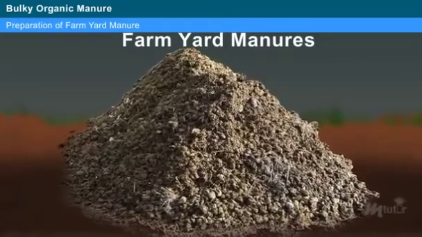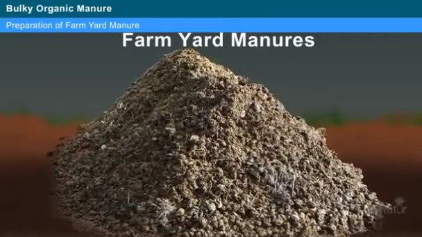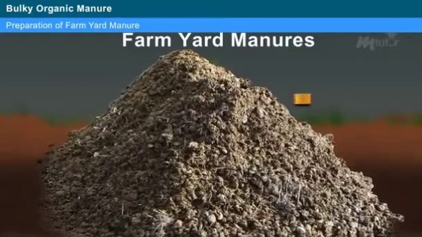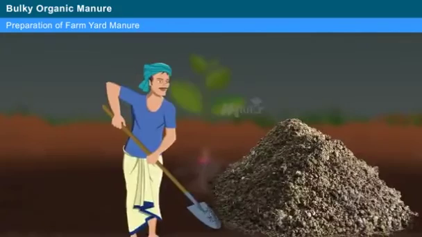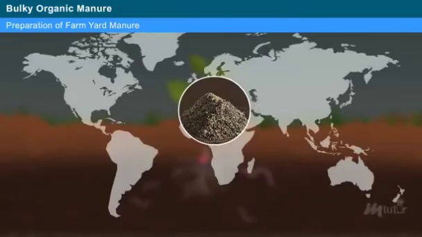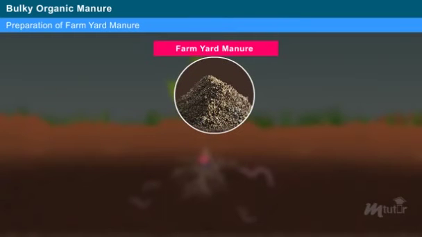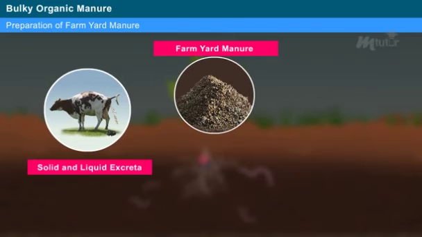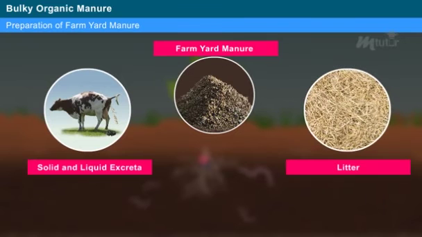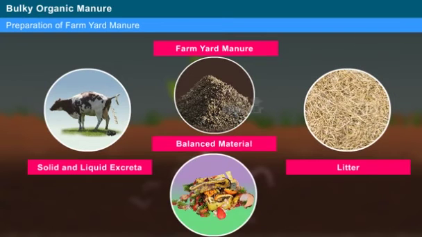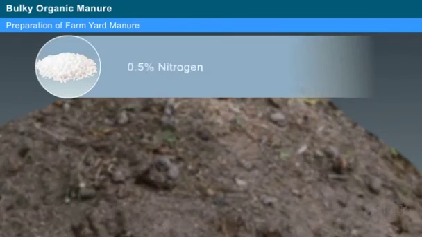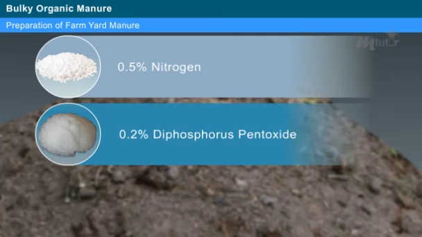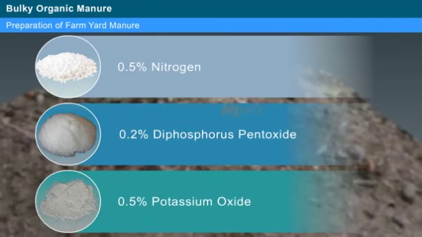Now, let us discuss on the preparation of farmyard manures. Farmyard manure is one of the most valuable organic types and is considered as the primary organic manure type in many parts of the world. It is denoted as the combination of solid and liquid excreta from farm animals along with the litter and balanced material through roughages. In general, well-decomposed farmyard manure consists of 0.5% nitrogen, 0.2% diphosphorus pentoxide, and 0.5% potassium oxide.